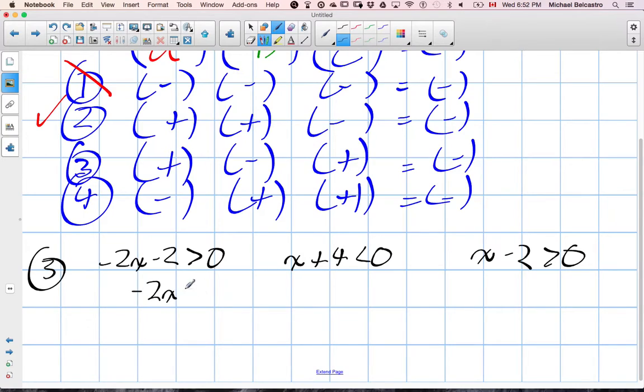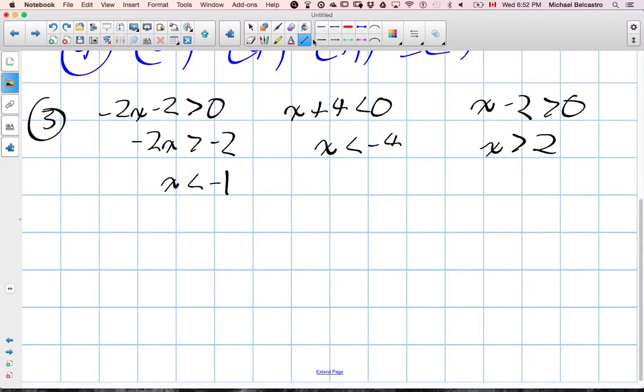Negative x greater than negative 2. X is less than negative 1. X is less than negative 4. X is greater than 2. Okay, so we got our number lines. We set up all three and see where all three end up being the same.